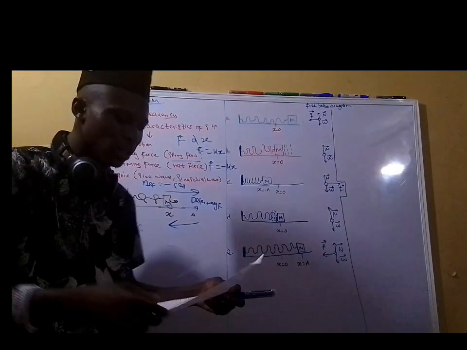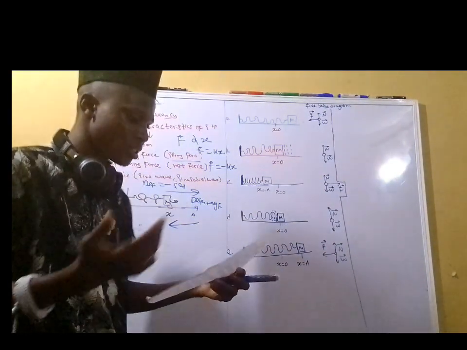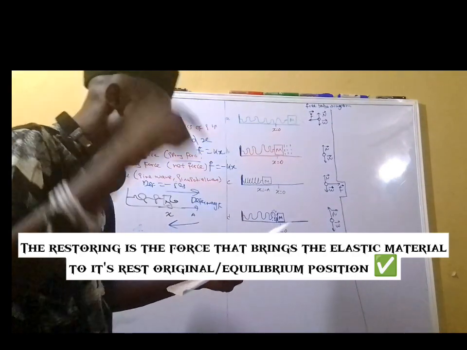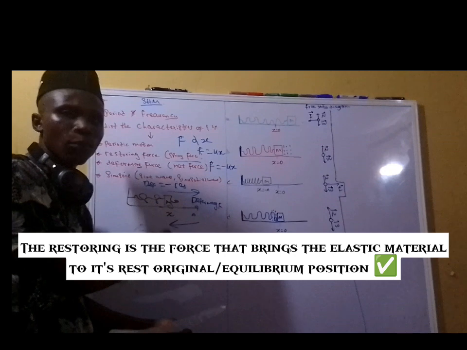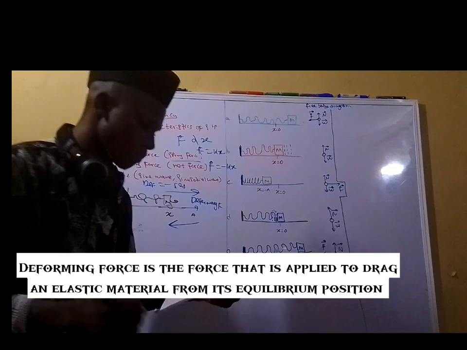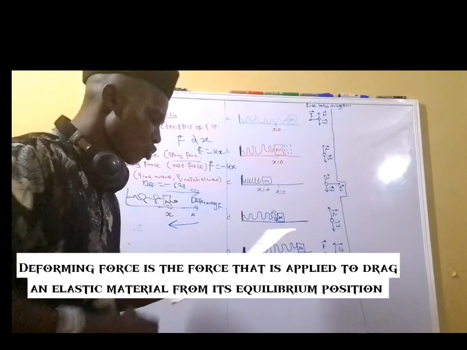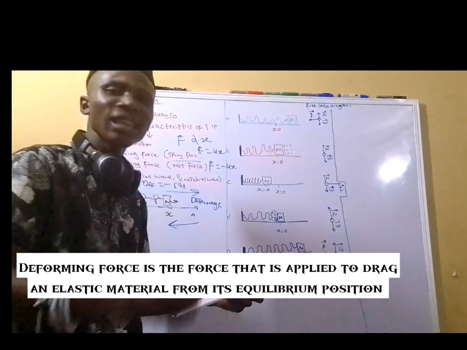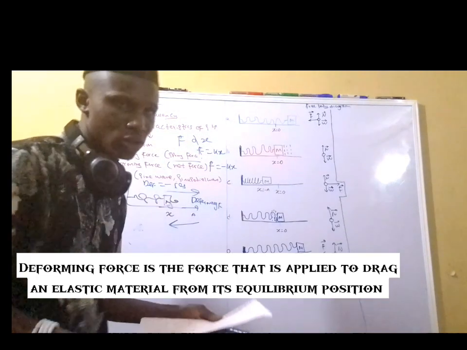Now moving on guys, how can we define the restoring force to make it much more understandable? It says the restoring force is the force that brings the elastic material to its equilibrium position, to its rest point. That is, it brings it back to the rest point. While the deforming force, are you with me, is that particular force that is applied to drag a particular elastic material from its equilibrium position.